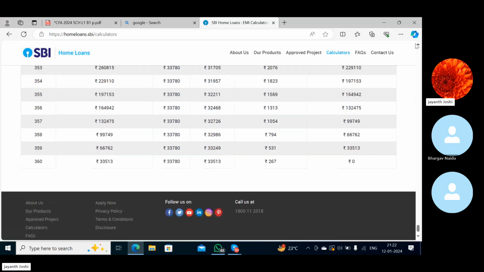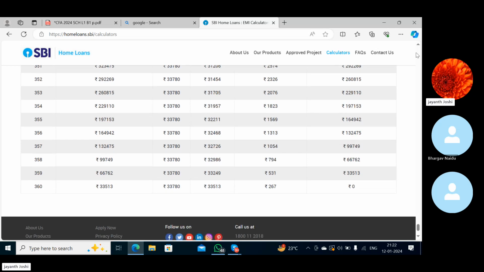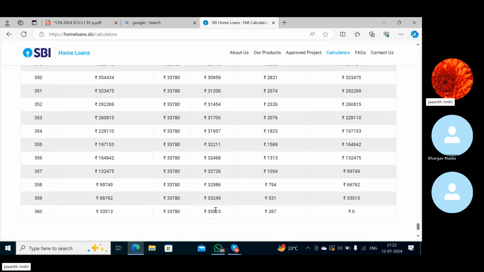In the first payment, the principal amount was 1947, right? In the last payment, the principal amount is 33,513 and the interest amount is 267. In the first payment, the interest amount was somewhere around 33,000, right? So that shows in the earlier stages, the bank will take the maximum amount from this 33,780 payment, which is called EMI, easy monthly installment. During the initial years, they'll take the maximum amount as interest and a very minimal amount as principal.